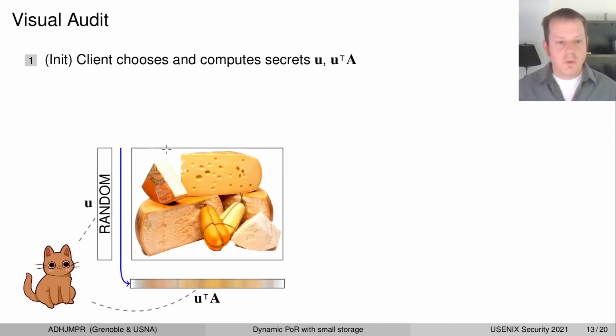So visually, what happens is that during initialization time, when the client has access to the complete data, they choose a random vector and compute this U transpose A. Now, these are both going to be secrets which the client saves.